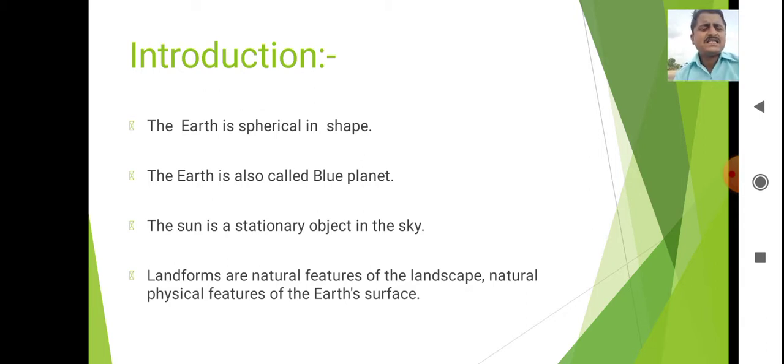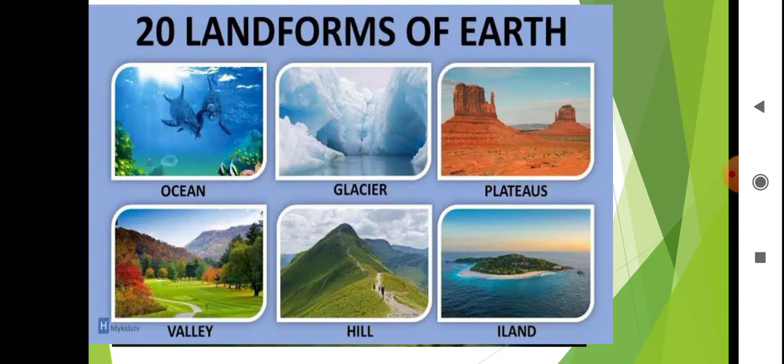The sun is a stationary object in the sky. The sun is a permanent source of energy for each and every planet. Landforms are natural features of the landscape, natural physical features of the earth's surface. A landform is a natural feature, and these natural features are developed by natural activity. Understood? So we will discuss these points in detail one by one.